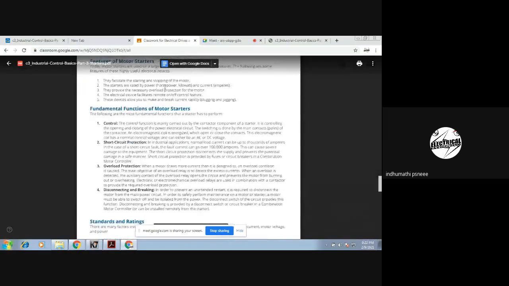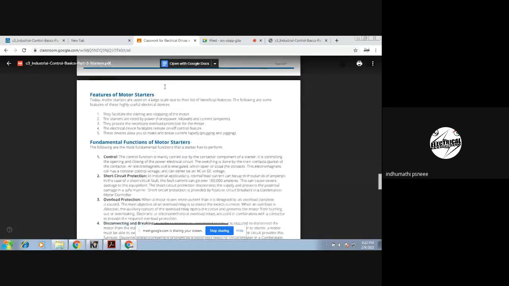This is the AC starter. Of the five starters, you only need to study four: DOL starter, auto transformer starter, star delta starter, and rotor resistance starter. Ignore the stator resistance starter. This is not in the syllabus.